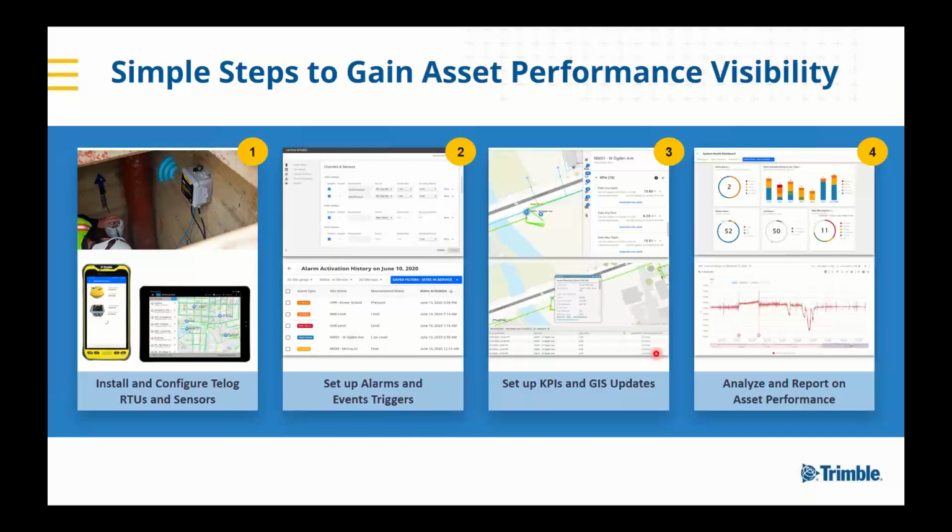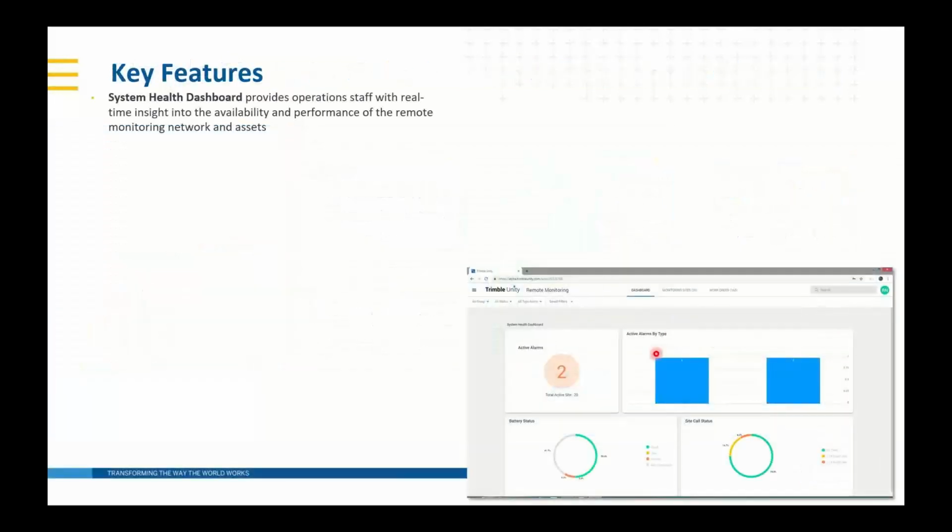And as well, you have the ability to analyze and report on your asset performance. It's got a lot of different dashboards and pre-built reporting all built into it. And here are some of the key features of Trimble Unity that we can get into. So as mentioned, you can have a system health dashboard. It provides you and your operational staff with real-time insights into the availability and performance of your remote monitoring networks and your assets.